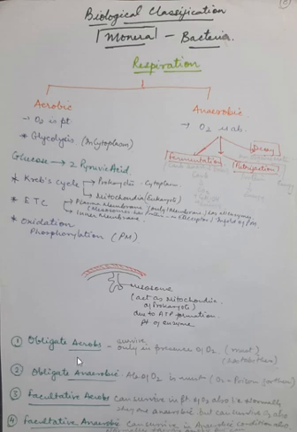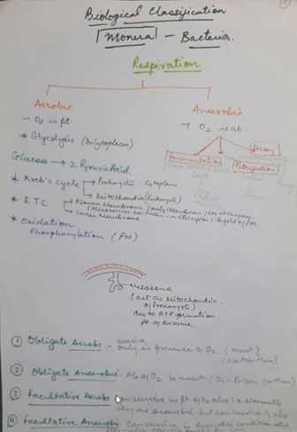First is obligate aerobes. Obligate aerobes, aerobic bacteria, can survive only in the presence of oxygen. That means this condition is a must. Oxygen has to be there, and only then can they survive. In the absence of oxygen, they would not survive. Next is obligate anaerobes. Here the absence of oxygen is the must condition, and if oxygen is present, it acts as a poison for them. So they would not survive if oxygen is there, because oxygen acts as a poison for them.